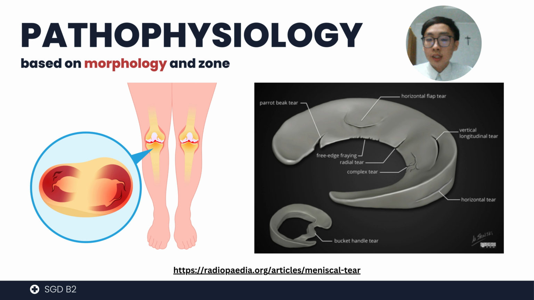A vertical tear runs perpendicular to the tibial plateau and parallel to the meniscus long axis, separating it into two parts. A radial tear runs perpendicular to the tibial plateau and parallel to the meniscus short axis, dividing it into anterior and posterior sections. Other known types of meniscus tear are the pocket handle tear, oblique or parrot beak tear, flap tear, complex tear, and others. Next slide.